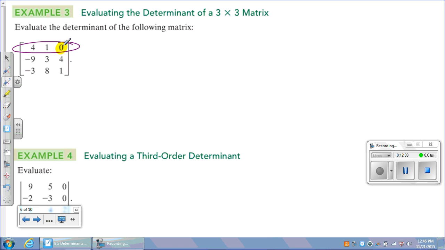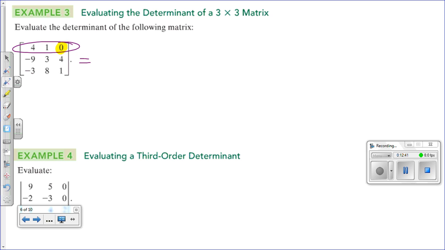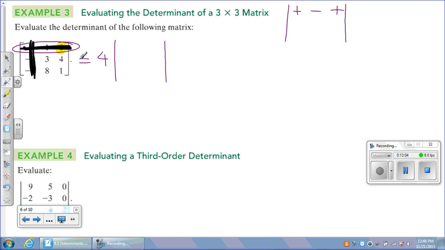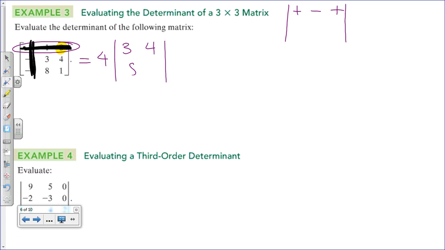So let's get started. My first numerical factor is going to have a positive sign, my second numerical factor negative, and the third one positive. So in this case, I will have positive 4 times the determinant, and remember, we are crossing out the column that contains 4 and the row that contains 4. So the numbers that will go here will be 3, 4, 8, and 1.